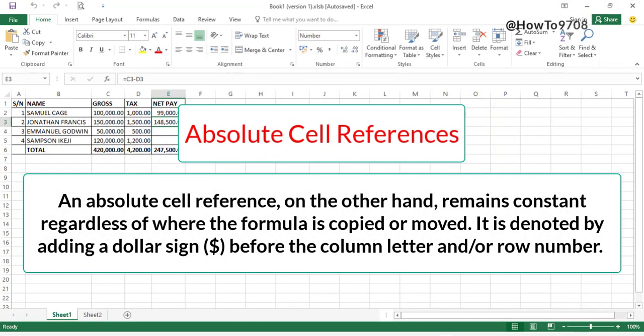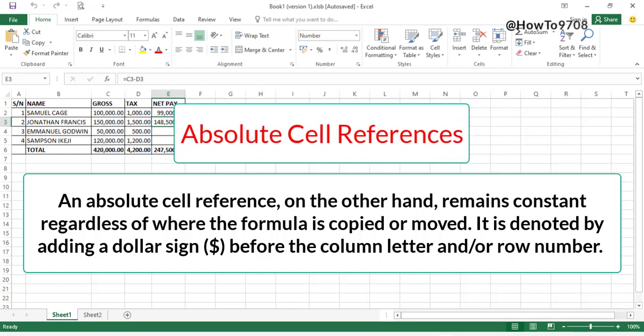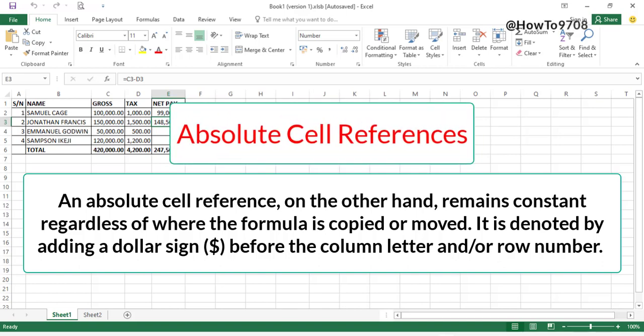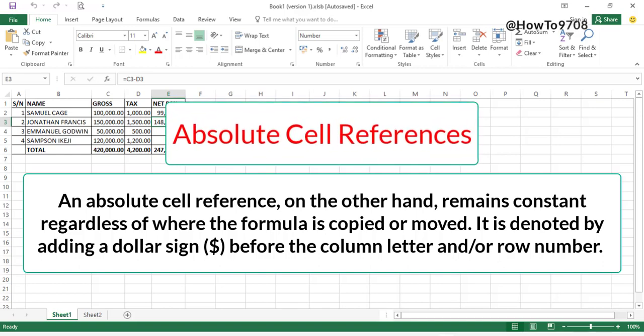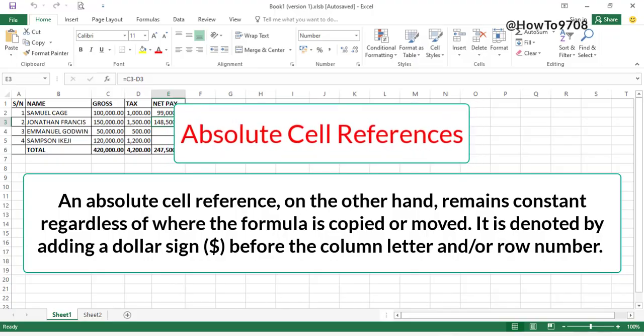2. Absolute cell references. An absolute cell reference, on the other hand, remains constant regardless of where the formula is copied or moved. It is denoted by adding a $ sign before the column letter and/or row number.